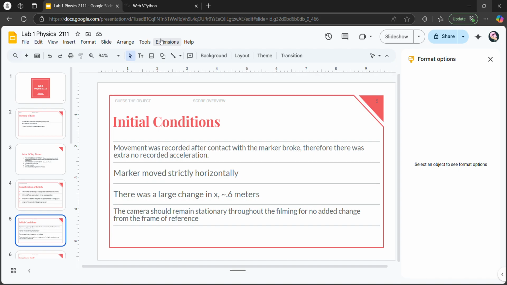Some of the initial conditions of this were that movement was recorded after contact with the marker broke, therefore there was no extra acceleration recorded. This is because if we started recording the mass of the marker while it was still in contact with a force on it, there would be acceleration from the force. The marker moved strictly horizontally. We only measured the point mass in the horizontal direction, this way we wouldn't get any varying points in the y direction. There was a large change in x, around 0.6 of a meter, and the camera should remain stationary throughout filming for no added change from the frame of reference.